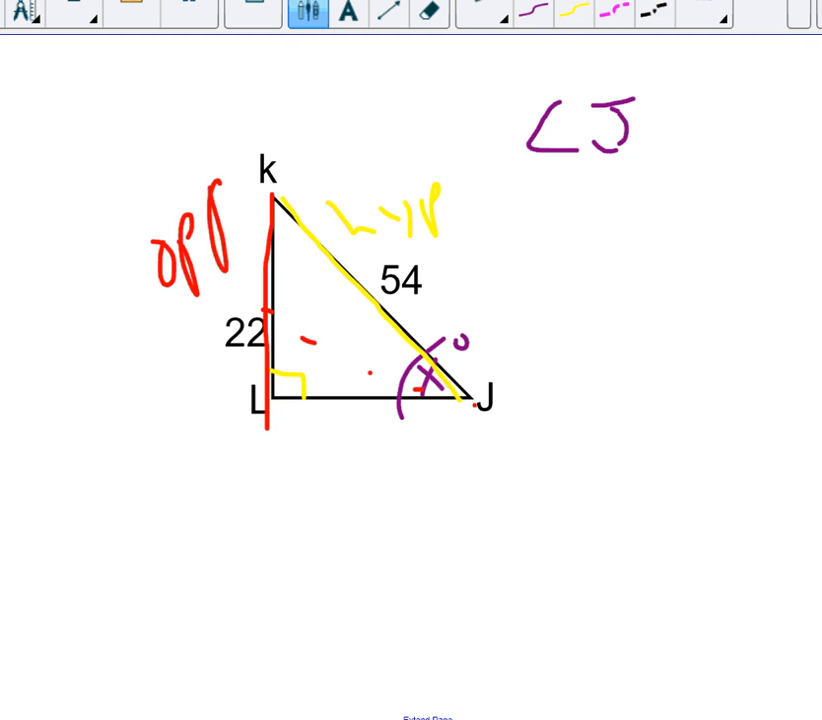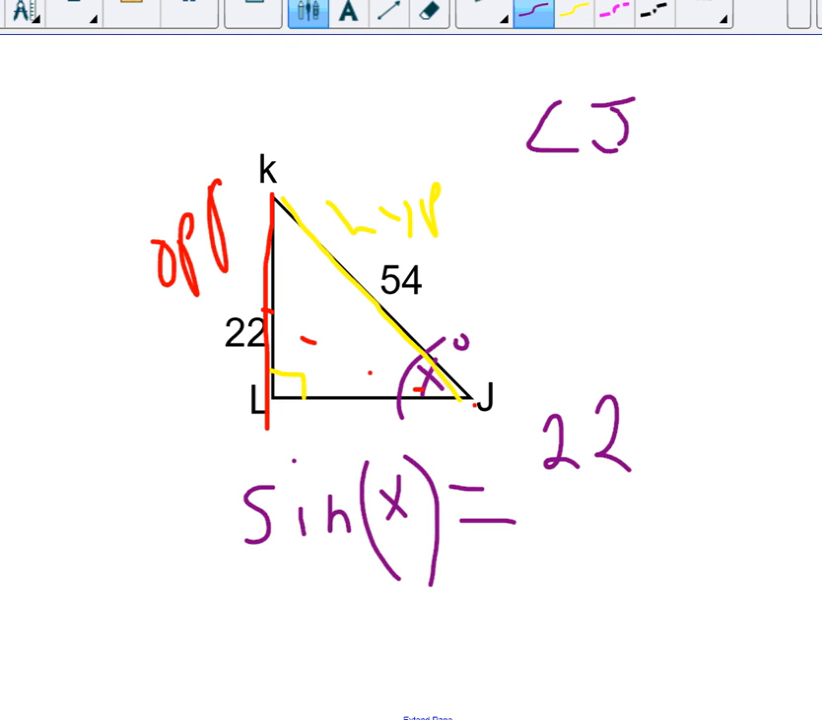So the opposite and hypotenuse, we know two trig ratios that relate those things. We know sine, which is opposite over hypotenuse, and we know its reciprocal trig ratio, cosecant, which is hypotenuse over opposite. I'm just going to go ahead and do sine. So we know that the sine of x degrees is equal to its opposite side over its hypotenuse, so it's going to be equal to 22 over 54, whatever that is.